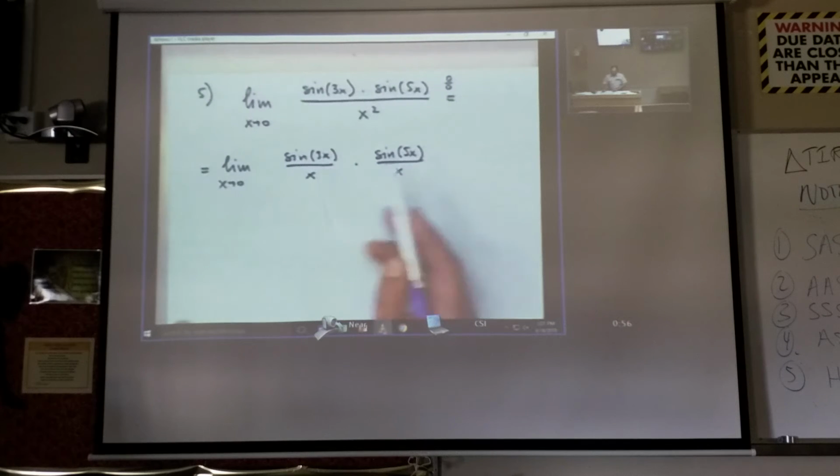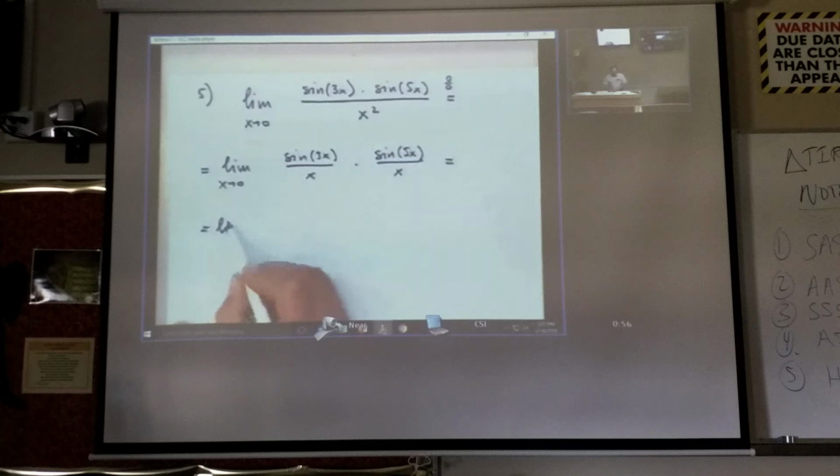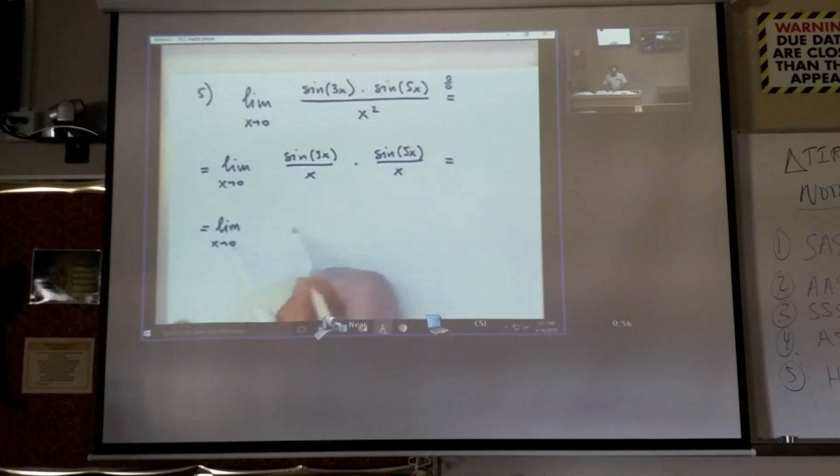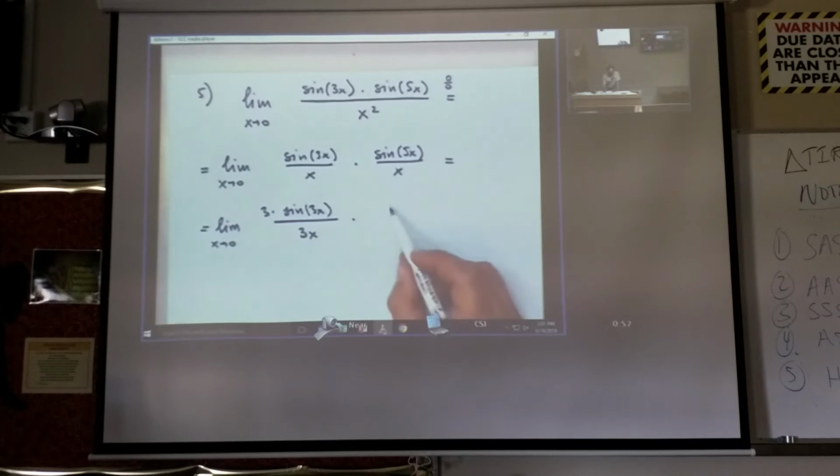3x, right? I'm going to put one extra line just for your notes, but you can skip this. So to fix this, I have sine of 3x over 3x, but I have to fix, right? I have to put that 3. Then I have times, and I have sine of 5x over x, but I want to see 5, so 5 and 5.